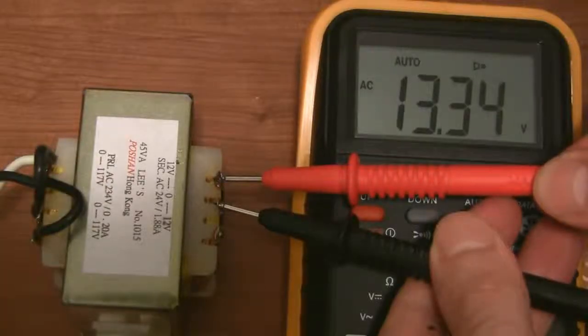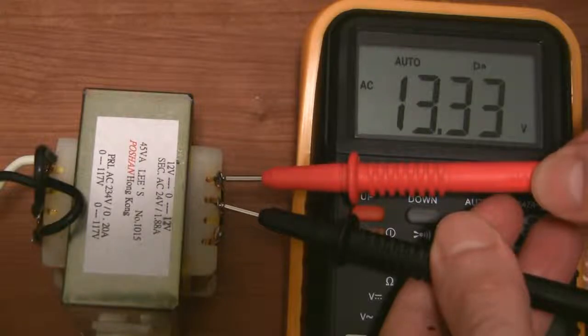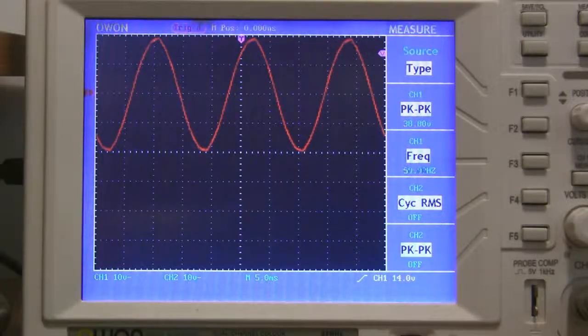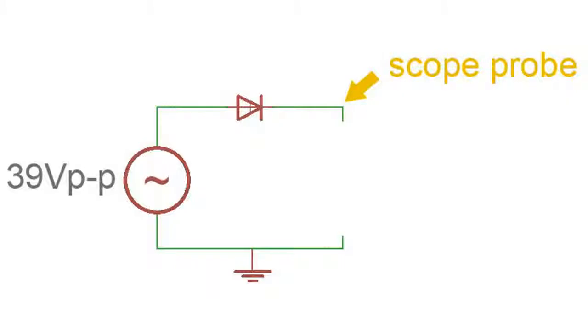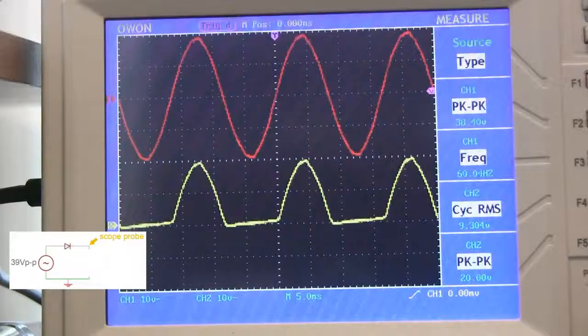You start out by stepping mains voltages down to a lower, safer AC voltage. I showed you how to do that in my tutorial about transformers. With zero load, my transformer is giving me a nice clean sine wave of around 39 volts peak to peak at 60 Hz. Now, when I add in a 1N4007 diode, and measure the voltage before and after the diode, you can see the negative voltage gets cut off.